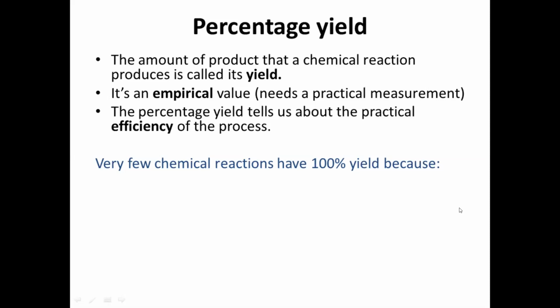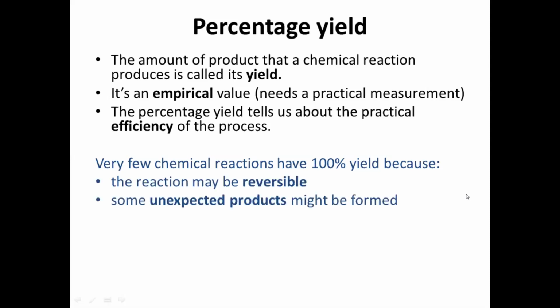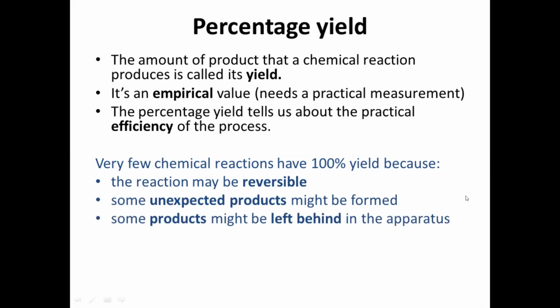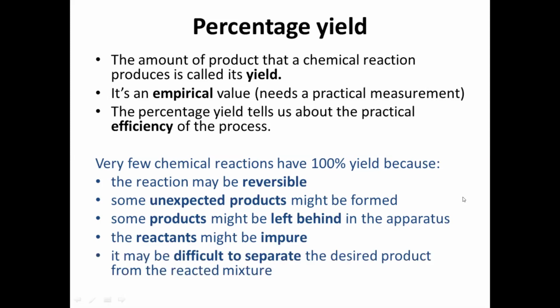There are a few reasons that could be possible. Can you pause and try to come up with as many as you can? So let's see. It could be that the reaction is reversible. It could be that some unexpected products might be formed, so side products. Maybe some of the product is left behind in the apparatus. I highlighted the product because it would be the product, not the reactant, so it's not enough to say substance. The reactants may not be pure, so maybe you've got impurities. And maybe it's difficult to separate the desired product from the reaction mixture.